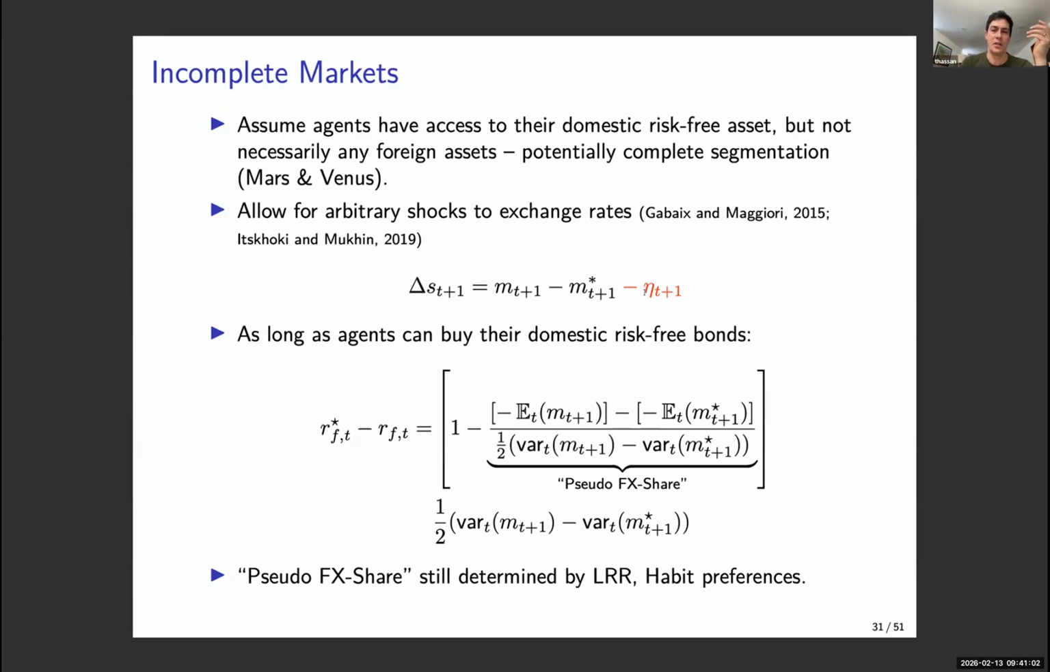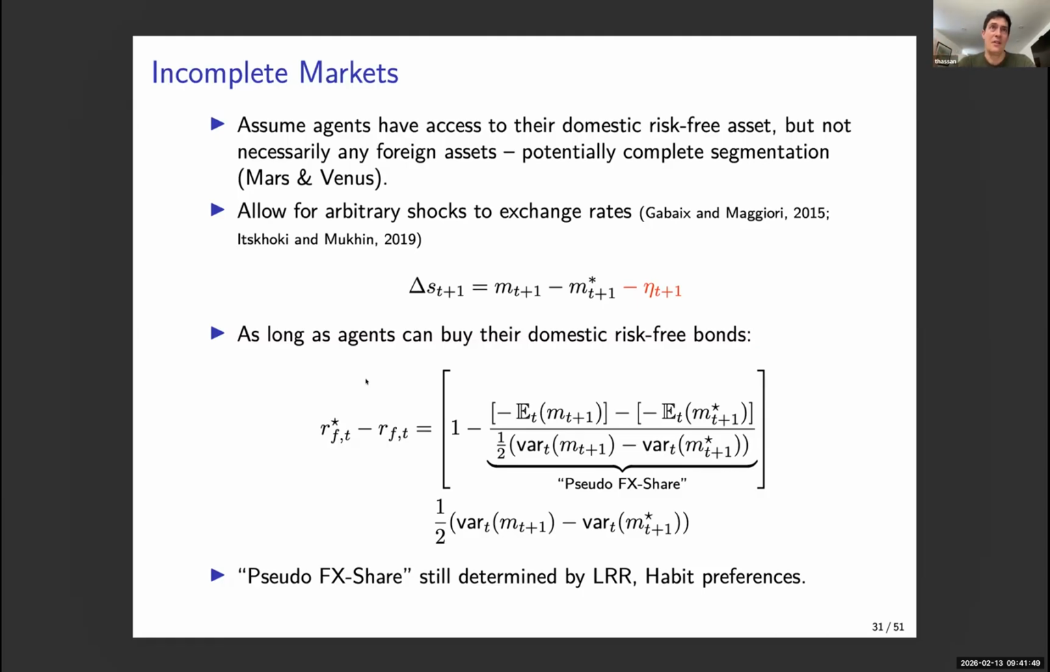So I can show you, if you do a little bit of math, if you preserve no arbitrage and log normal shocks, you can show the interest rate differential. Okay, sorry, let me back up. Think about any model in which home agents can still buy their home risk-free bond, and foreign agents can still buy their foreign risk-free bond. That means that R equals E of M minus 1/2 variance of M, and that equation still has to hold.